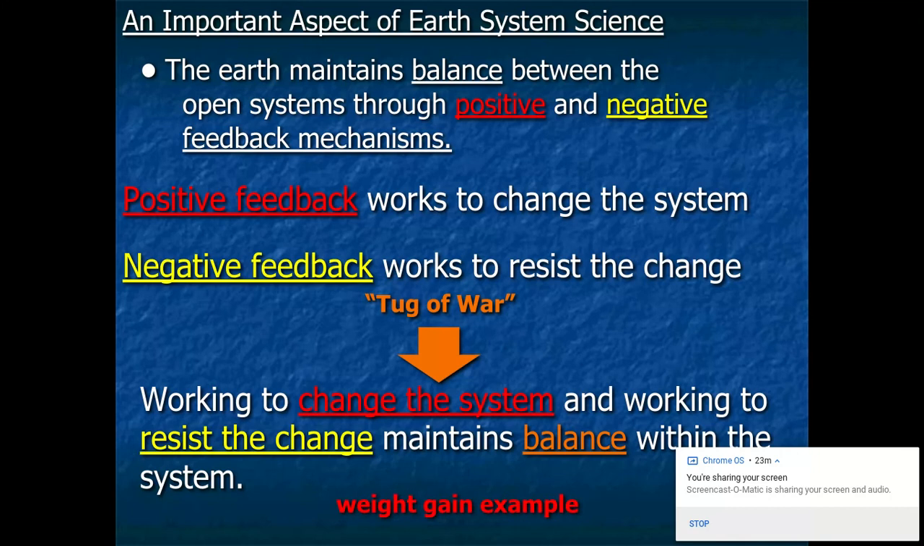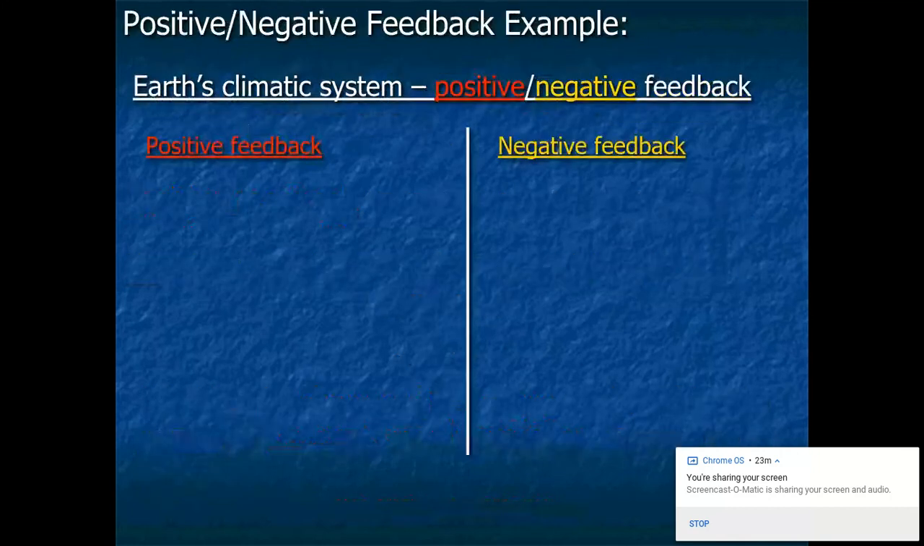So you should be really careful and make sure you stick with the term positive, just meaning working to change the system, and negative, meaning working to resist that change. So this example in the next slide that I have on the screen is an actual earth science example of a positive and negative feedback example working with the hydrosphere open system and the atmosphere open system.